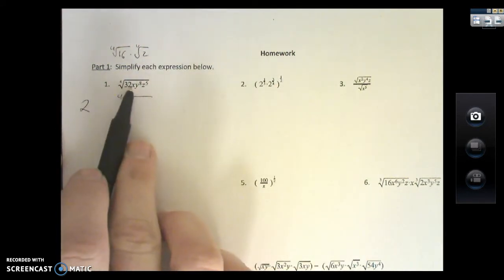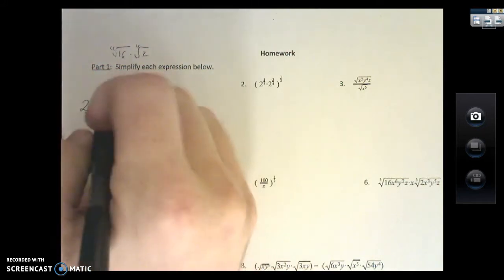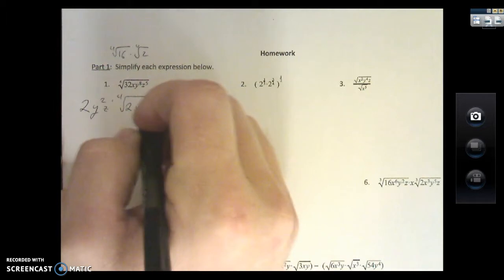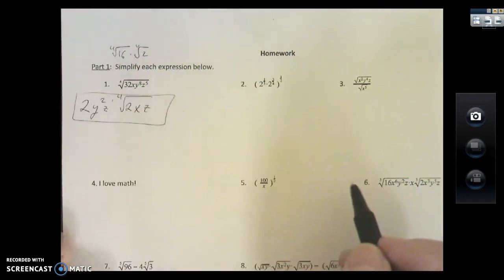Can 4 go into 1, because I only have x to the first? No, so the x stays underneath here. Can 4 go into 8? Yes, twice, so y squared. Can 4 go into 5? Yes, once, with 1 left over. Boom, done. Okay?